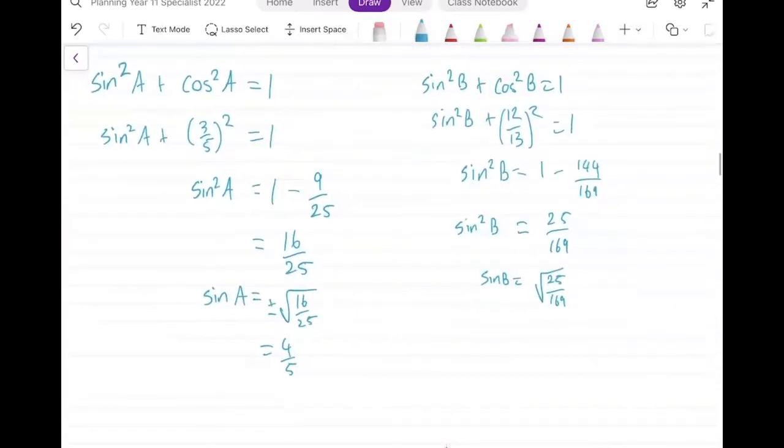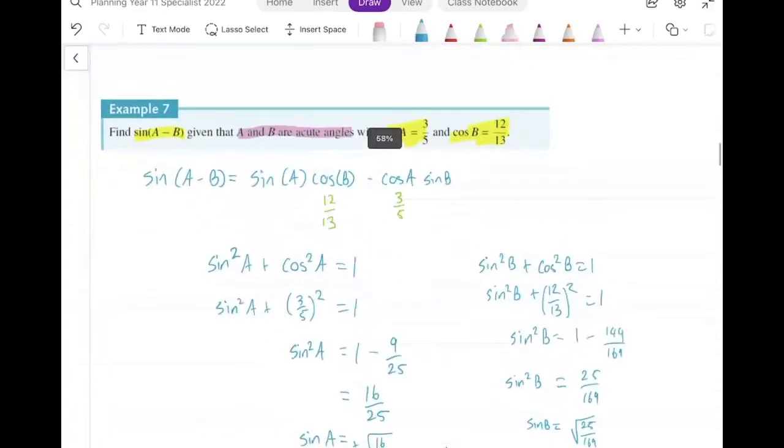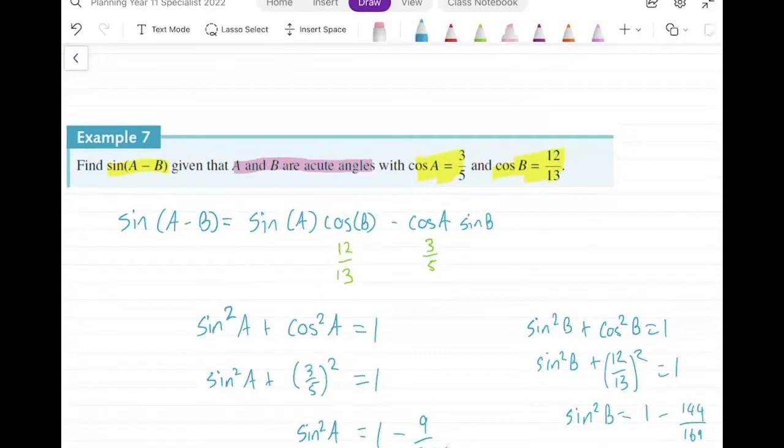So I have jumped ahead a little bit, and I've filled in some of the working out that's exactly the same as the first example. Once I'm here, square at the top, square at the bottom, and I'm going to get sine B is equal to 5/13. So I've got my two values. Again, it has to be positive because my angles are acute, which means now I'm going to put this back into my angle difference identity to find sine A minus B.